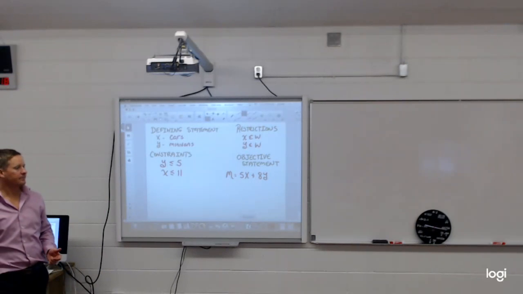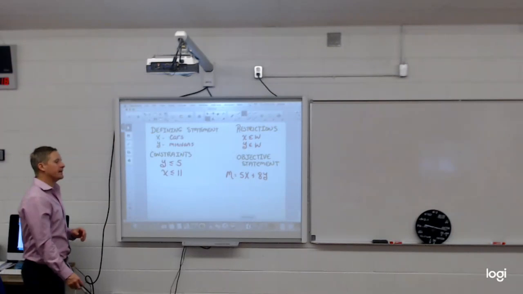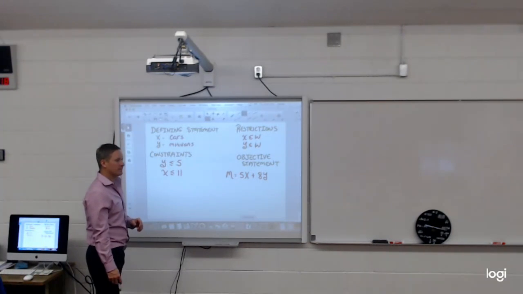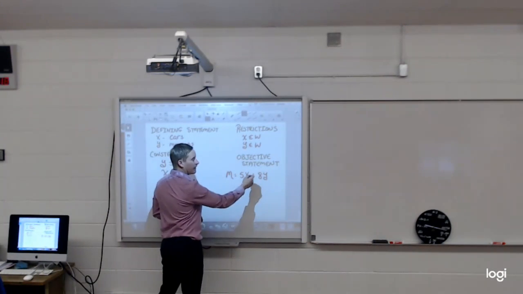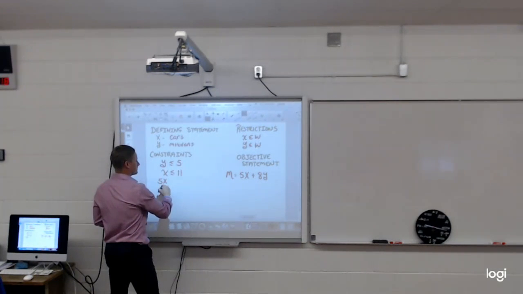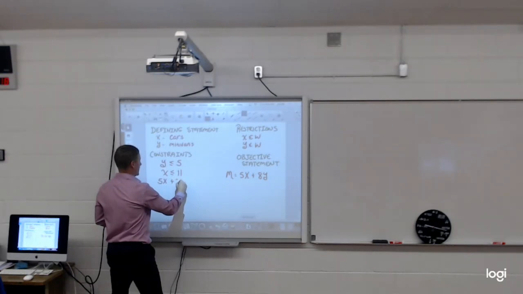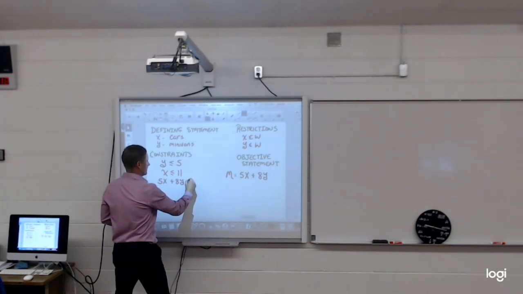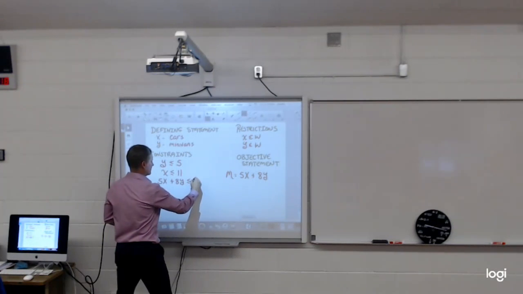X plus y is less than or equal to 52. Okay, good start. Real good start. What's he missing? He said x plus, 5x what? plus y is less than or equal to. It's the same as this here, right? So it would be 5x plus 8y has to be less than or equal to 52.